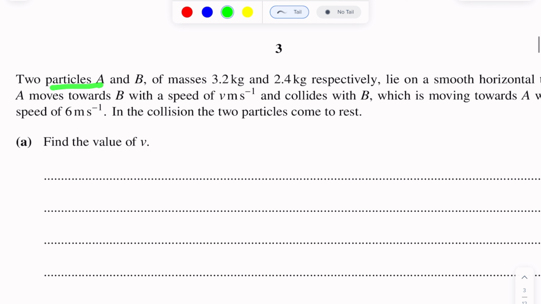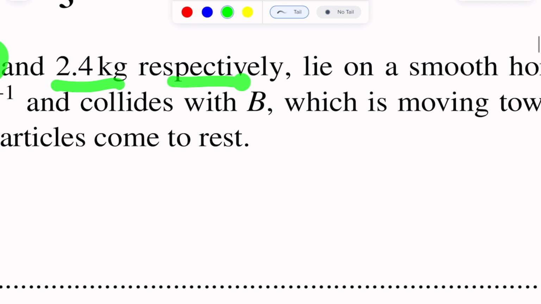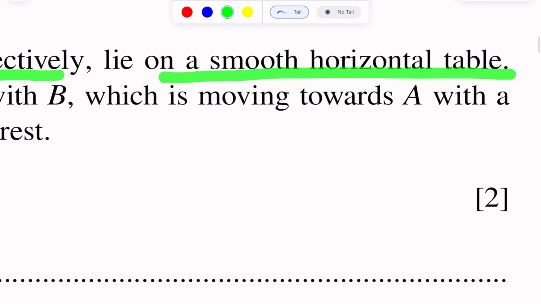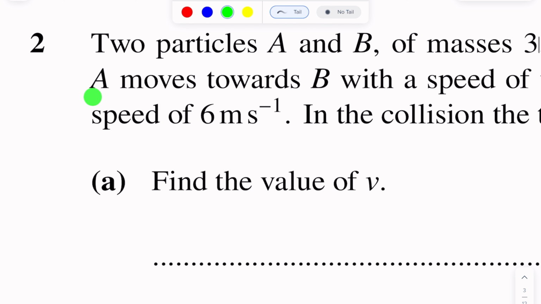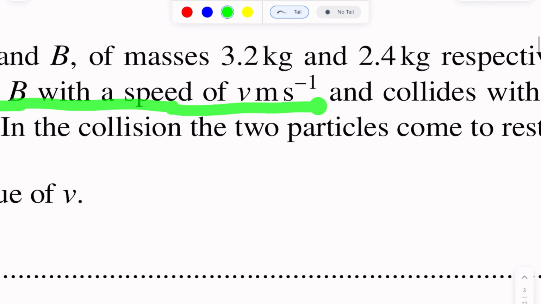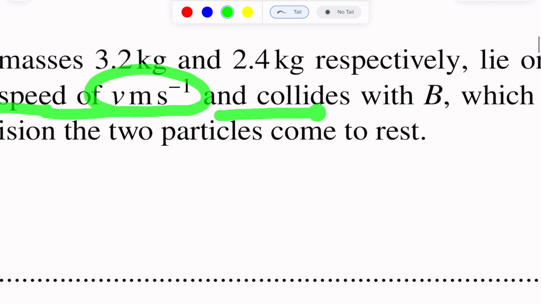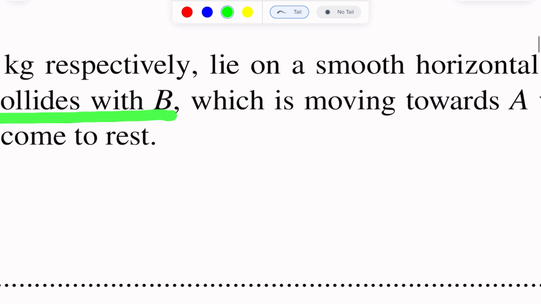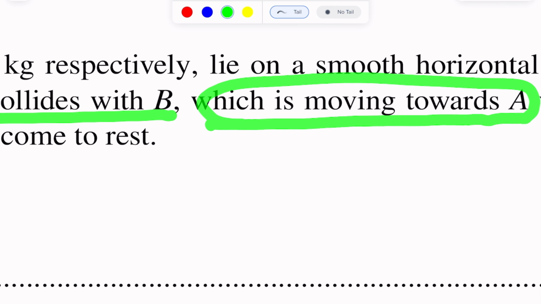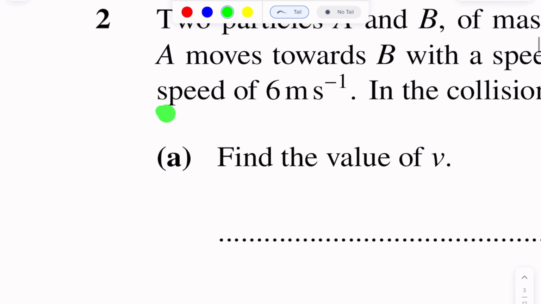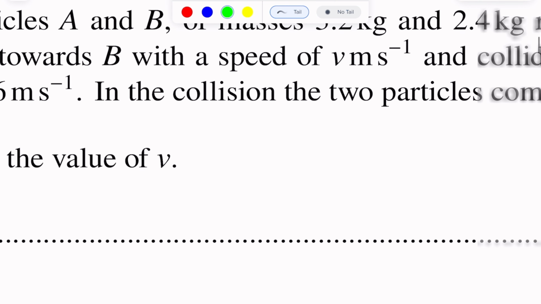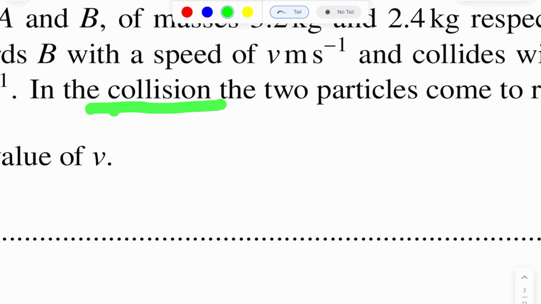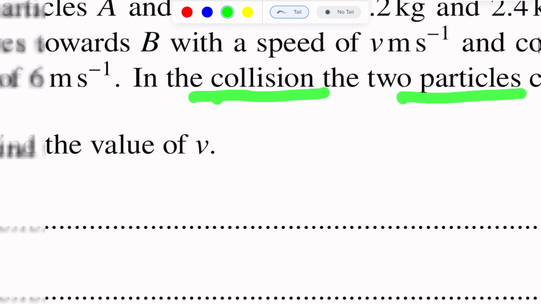Two particles A and B of masses 3.2 kg and 2.4 kg respectively lie on a smooth horizontal table. Particle A moves towards B with a speed of V meters per second and collides with B, which is moving towards A with speed 6 meters per second. In the collision, the two particles come to rest.